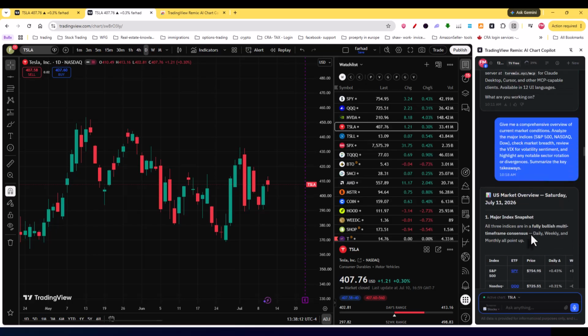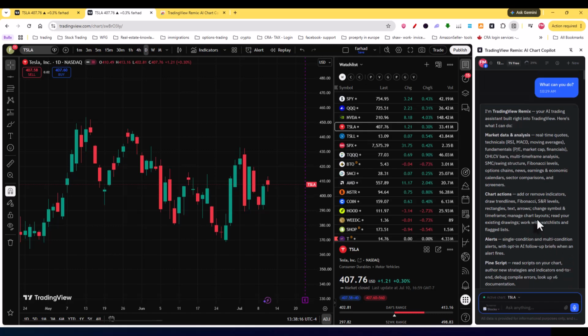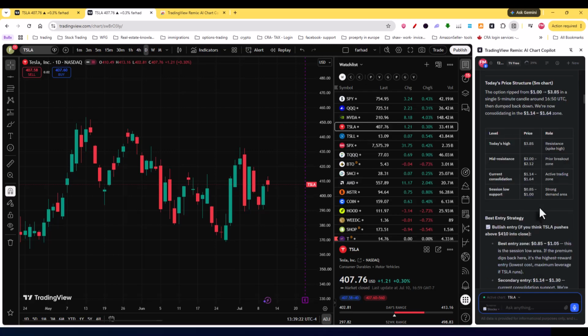But one thing I'd like you to know is when you ask a question, be specific, because it can throw a lot of information that you may not want. And when I was looking at today's price structure on the 5 minutes chart, the option, because I do options only, went from $1 to $3.85. So imagine you put in $100 and you made $385.